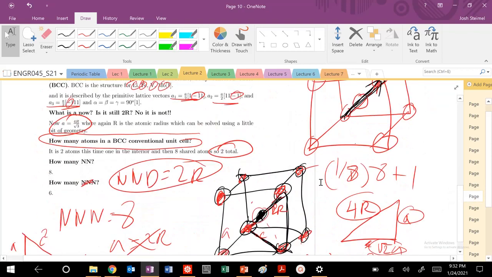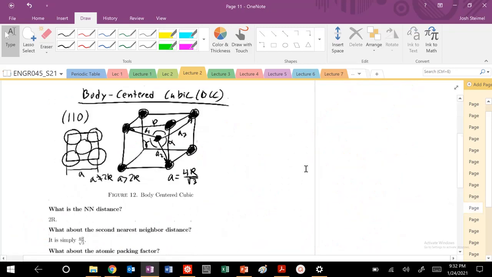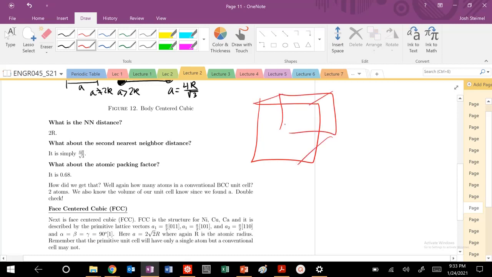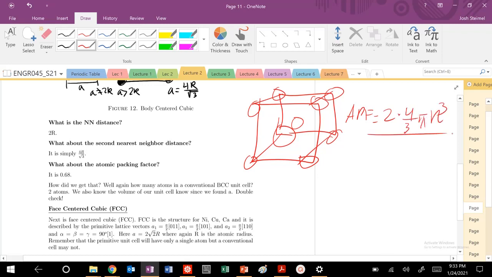So now we can calculate the atomic packing factor of BCC. Let's go ahead and do that. I'm going to draw my structure one more time. Just drawing the structure here. Here we go. So for my APF, I need the number of atoms, which is 2, times the volume of atoms, 4/3 pi r cubed, divided by A cubed, where A is equal to 4R over square root of 3.